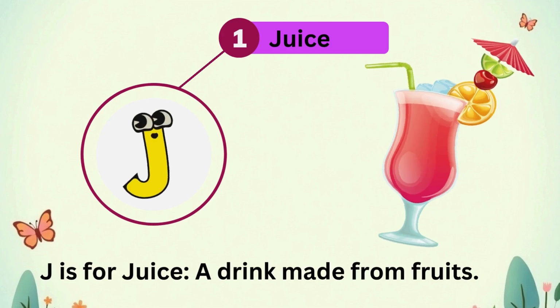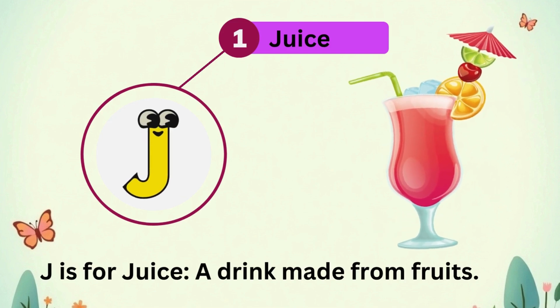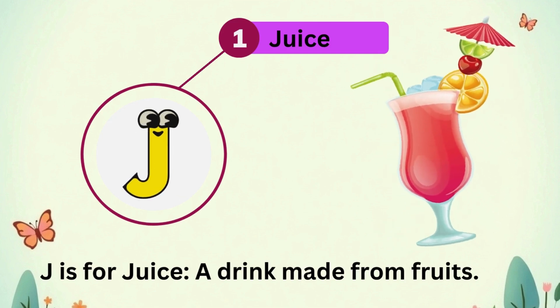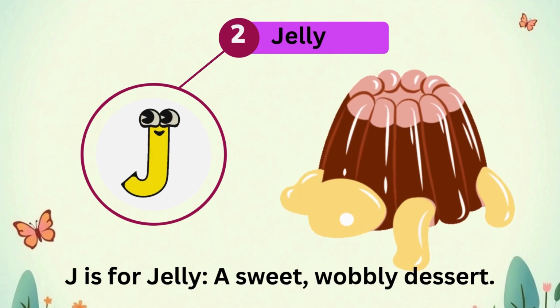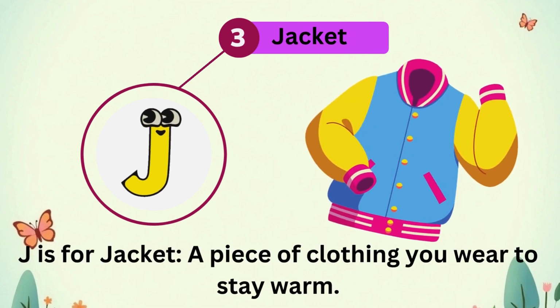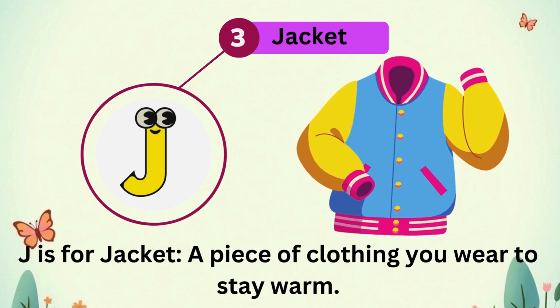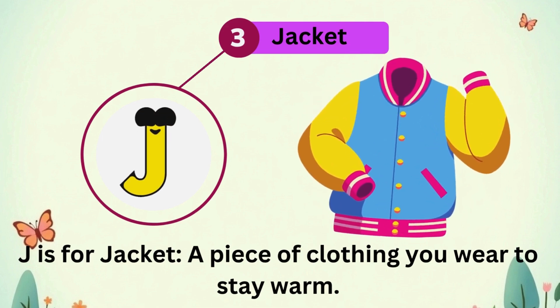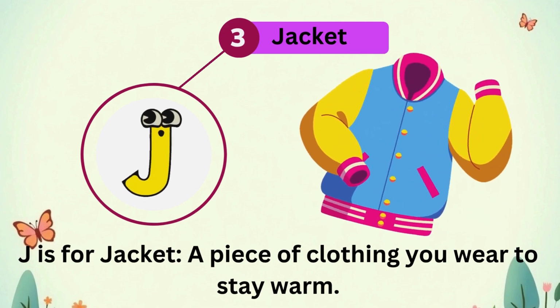J. J is for juice, a drink made from fruits. J is for jelly, a sweet, wobbly dessert. J is for jacket, a piece of clothing you wear to stay warm.